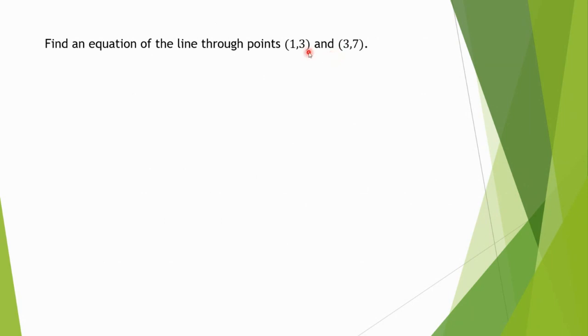So we have our 2 points. We just take change in y over corresponding change in x. That's what we're doing, right? 7 minus 3 over 3 minus 1. See? Change in y, corresponding change in x. We get 4 over 2, so the slope is 2.